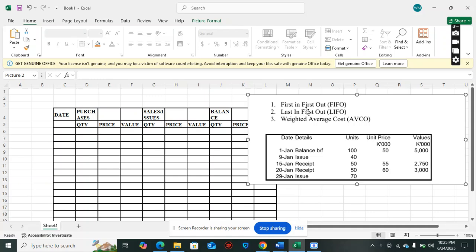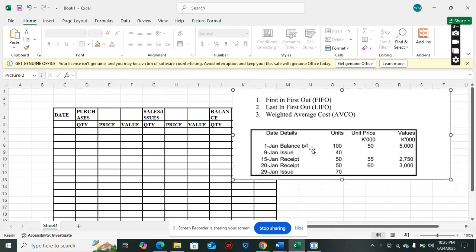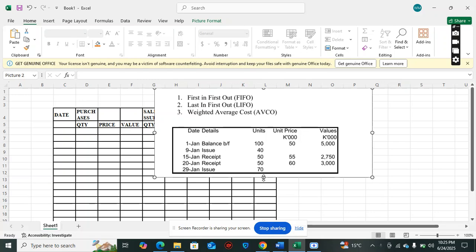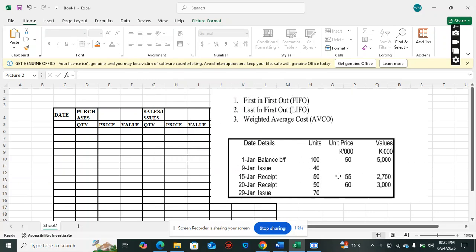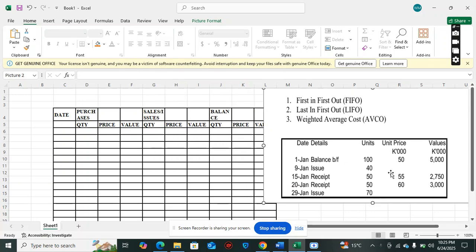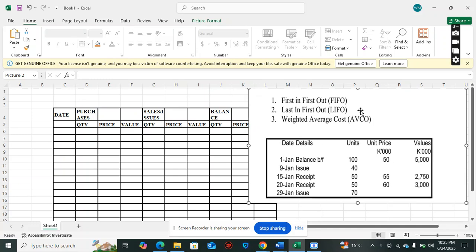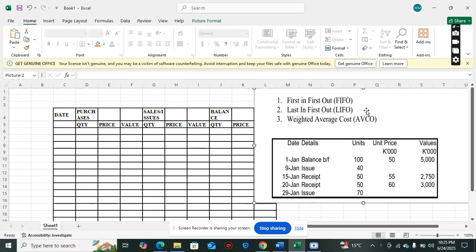Okay, so we have the question here. Hope you can see the information. We've been given information about this company, and we have to find the value of the closing inventory using first in, first out, last in, first out, and the average costing method. We're going to start with the first in, first out method, where the inventory that comes in first should be sold or issued first.